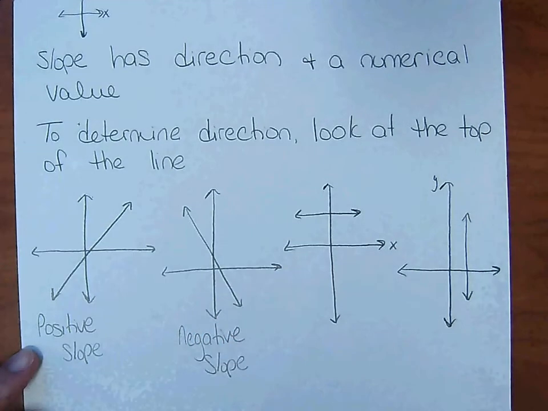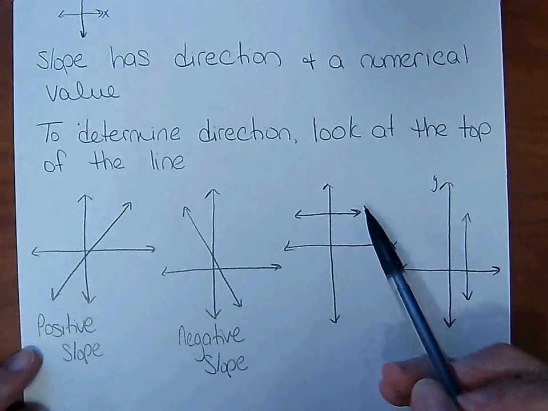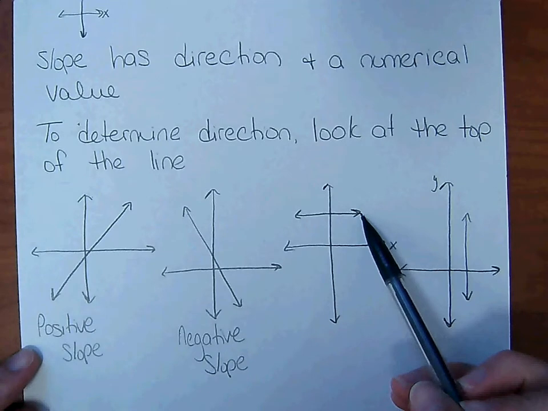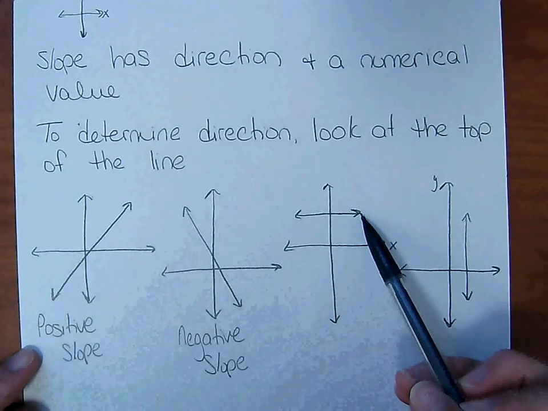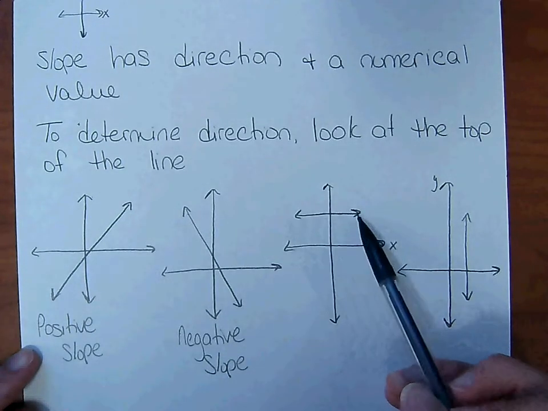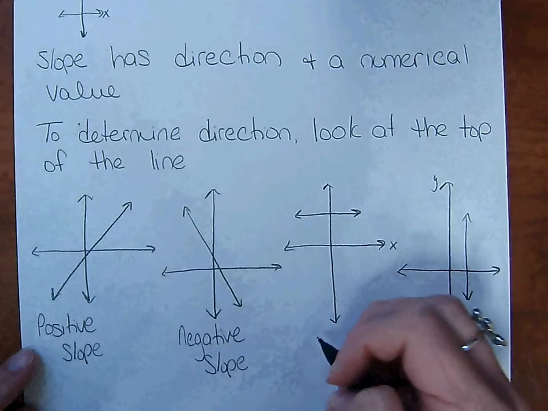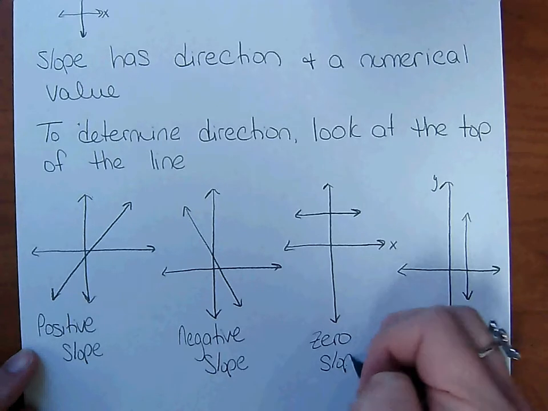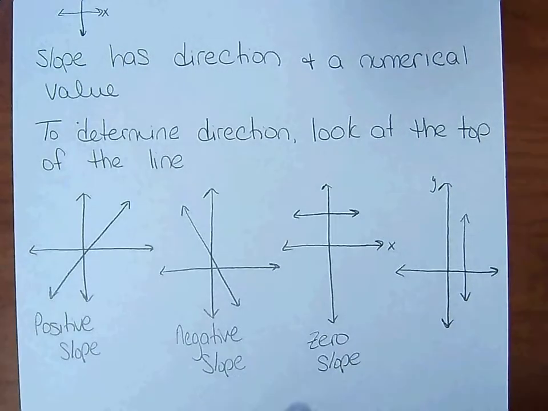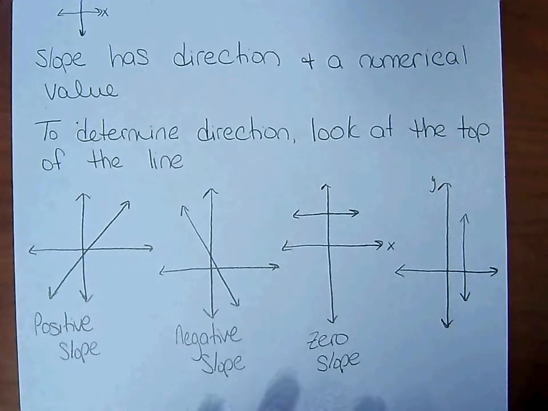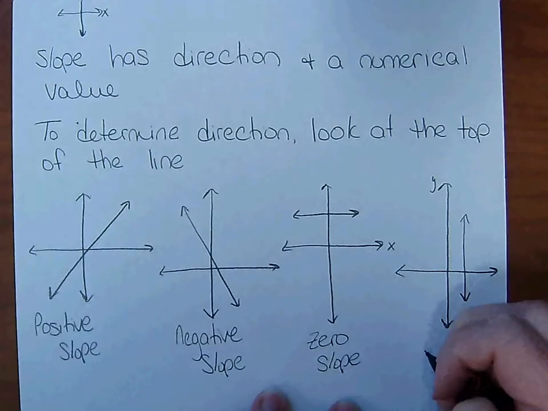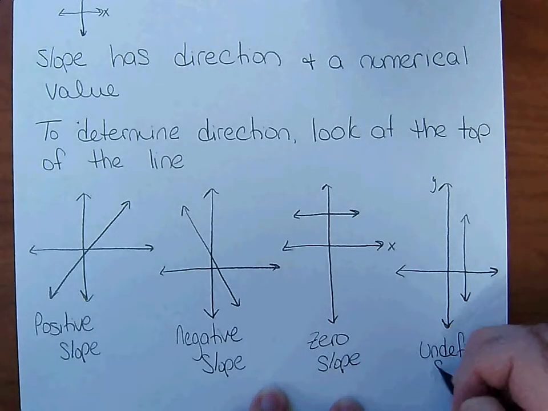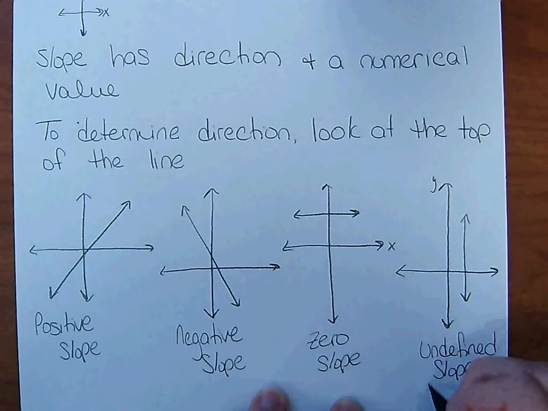Our third graph is a horizontal line. Now remember, slope describes the steepness. This has 0 steepness, so this has 0 slope. And our last graph is a vertical line. A vertical line has an undefined slope. Sometimes this is called no slope.